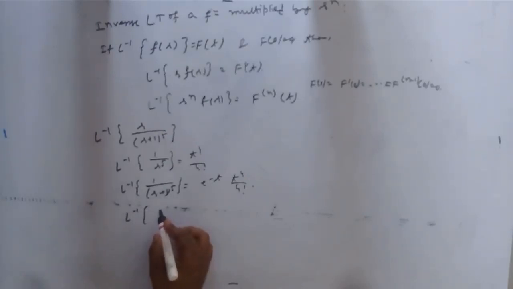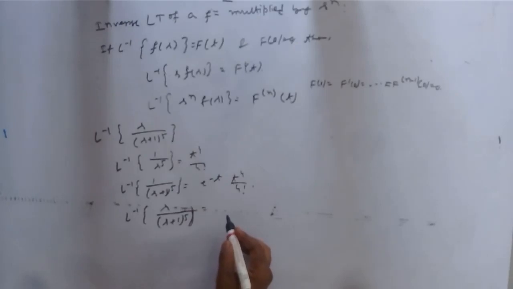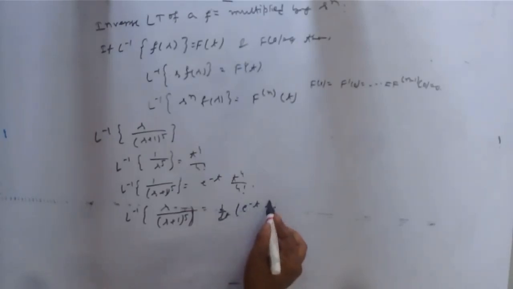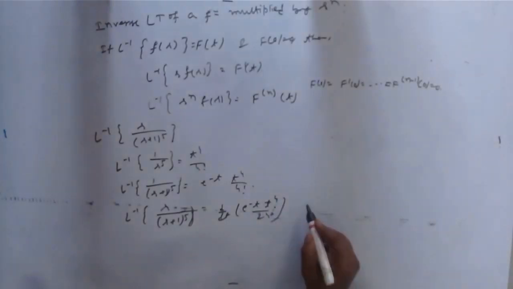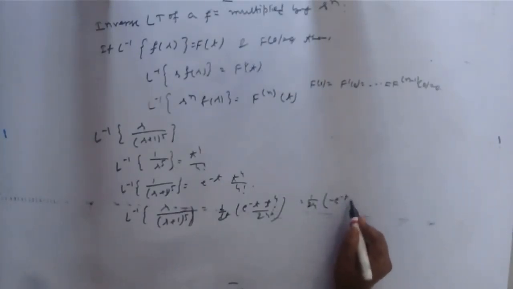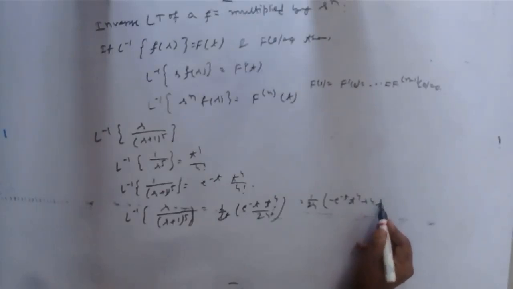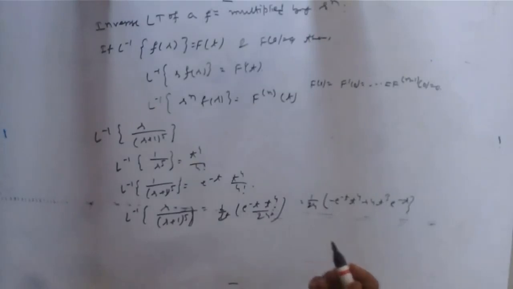And then by the above theorem, this function is multiplied by s plus 1 to the power 5, and this will be f dash t, that is d/dt of e to the power minus t into t to the power 4 by 24. So this will be 1 by 24 into minus e to the power minus t into t to the power 4 plus 4 t cube e to the power minus t.